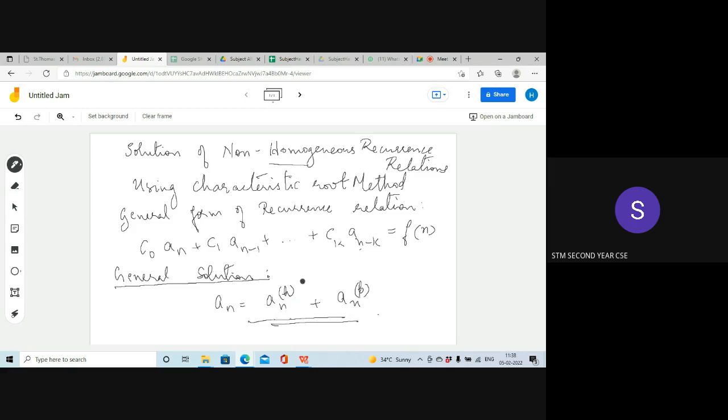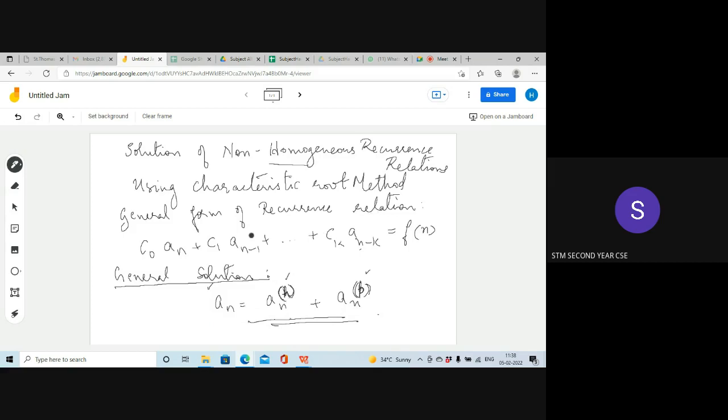It is the sum of two solutions. The general solution of a non-homogeneous recurrence relation is the sum of two solutions. The first is the homogeneous solution, which we write as H, homogeneous solution. This is not a power, it just shows that it is the homogeneous solution. The next part of a_n is the particular solution, p_n. If we add the homogeneous solution and the particular solution together, we get the general solution.